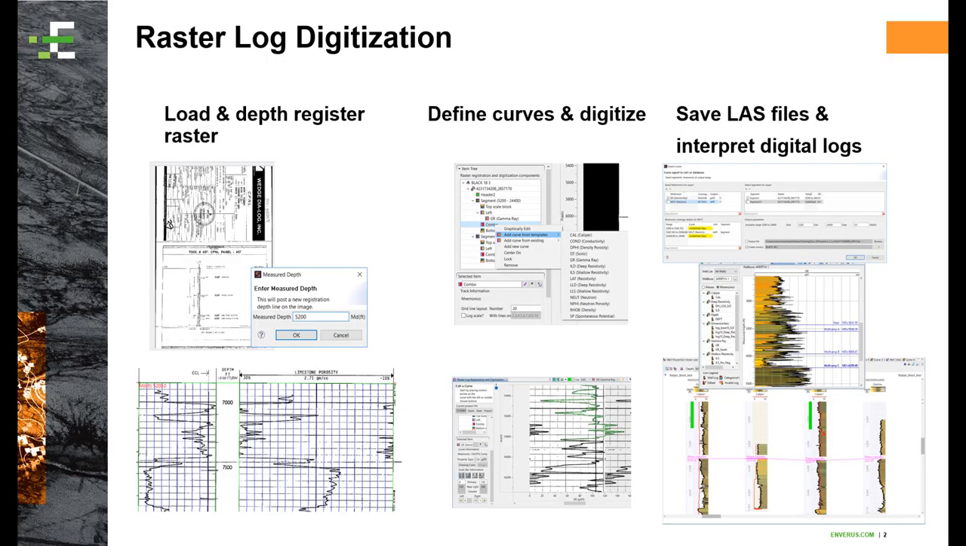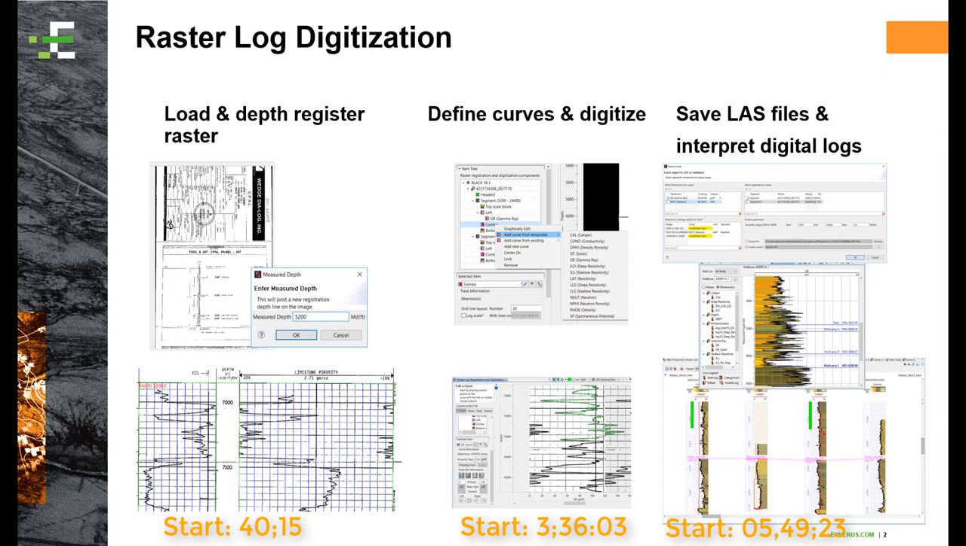Raster log digitization. You're working a deal, a fringe area, and it doesn't have a lot of digital logs, but some raster logs. Budget is tight, so purchasing these logs isn't an option and you don't have time to send them out to digitize them. Why don't you digitize them in Transform 6?